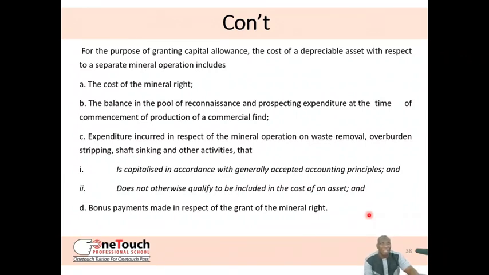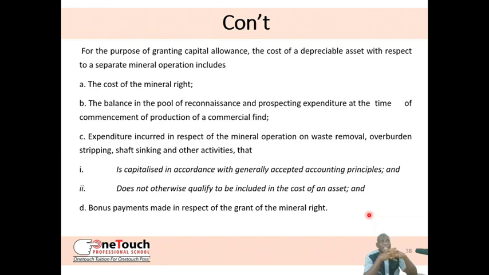For the purpose of granting capital allowance, the cost of depreciable asset with respect to separate mineral operation includes the cost of the mineral right. Okay, now if you are looking for figures to grant your capital allowance, the mineral right is a capital allowance expenditure. The balance in the pool of reconnaissance and prospecting expenditure at the time of commencement. So this was the one that we were saying that you put in a pool, waiting for production of commercial quantities. So at that time, any balance on the reconnaissance and prospecting expenditure at the time of the commencement of production will become a capital allowance expenditure.